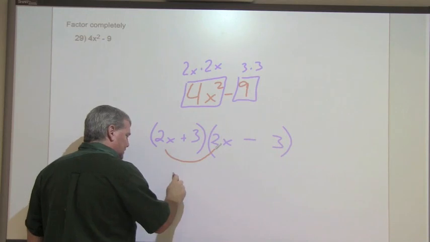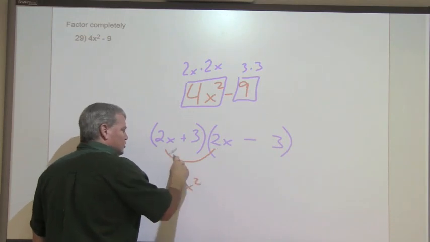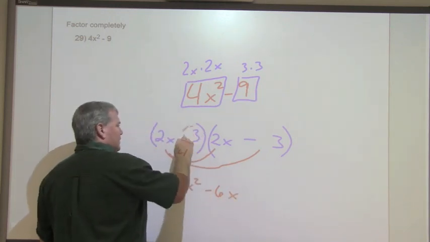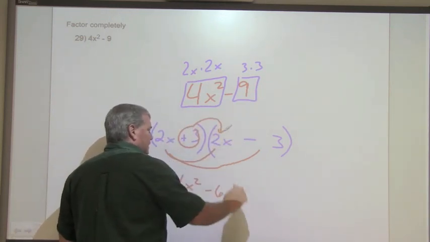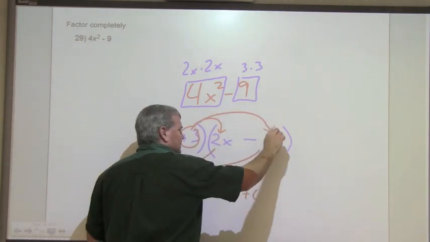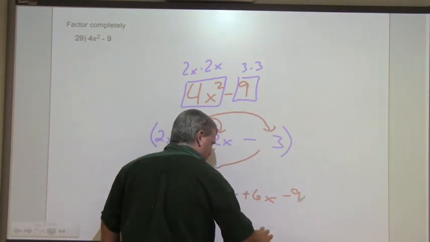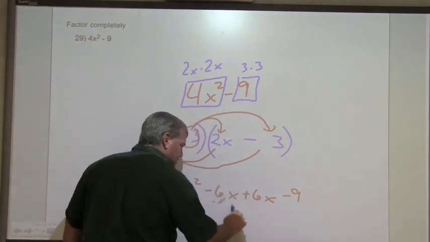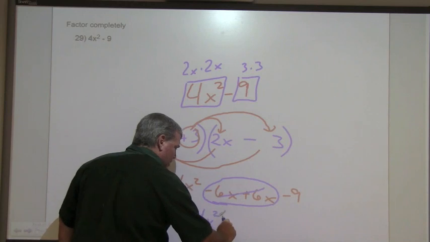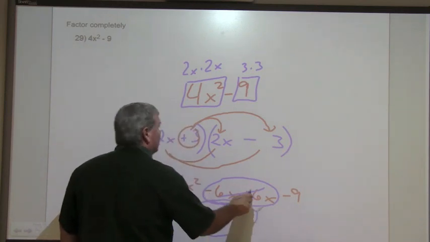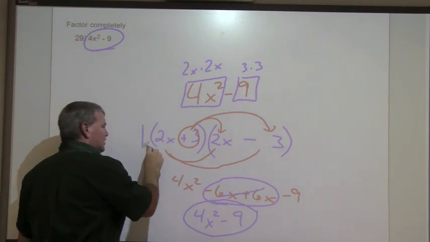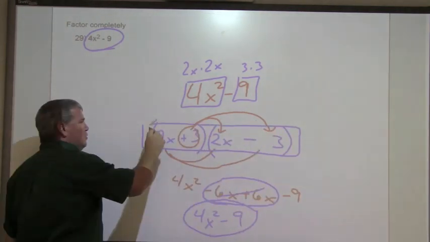2x times 2x is 4x squared. 2x times negative 3, negative 6x. Then we take that positive 3 times a positive 2x, a positive 6x. Positive 3 times a negative 3, negative 9. What happens? The 6x's zero out. I get 4x squared minus 9. They match. So my final answer is 2x plus 3 times 2x minus 3.